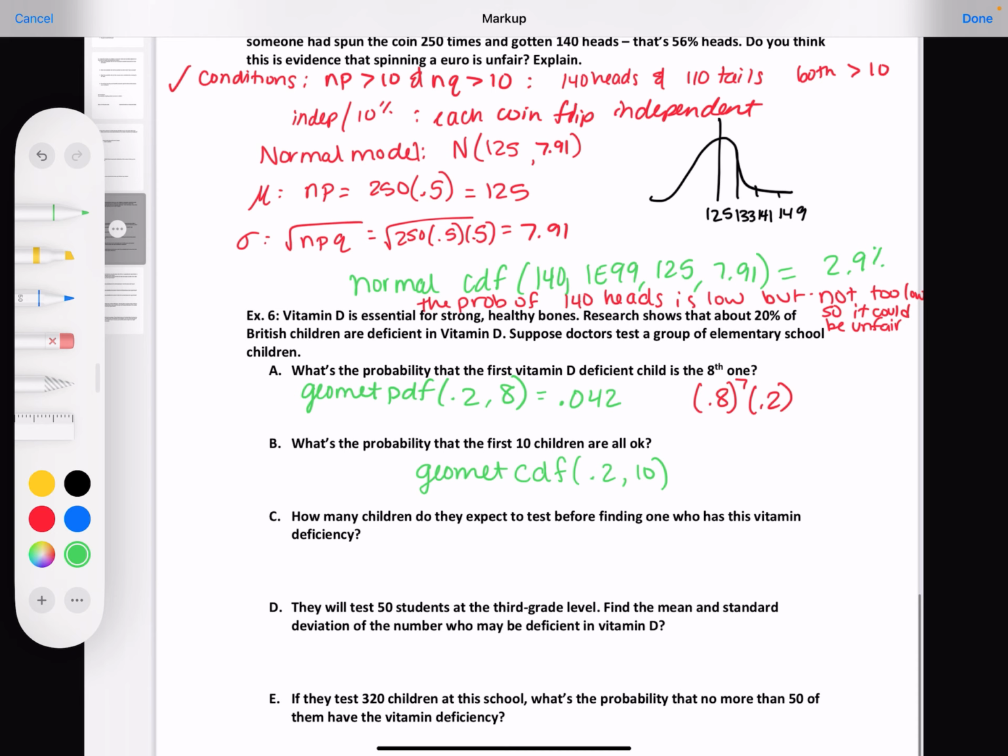But this one is that the first 10 are all okay. That's going to show you that something basically they're not okay. So we need to do 1 minus this. And so if we do that, that gives us 0.107. The other way, if you just wanted to do it that the first 10 are all okay, meaning they don't have a deficiency, we would have done 0.8 raised to the 10th and get the same thing, basically.